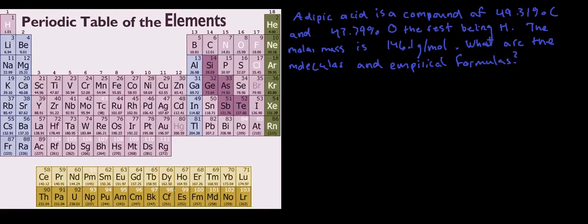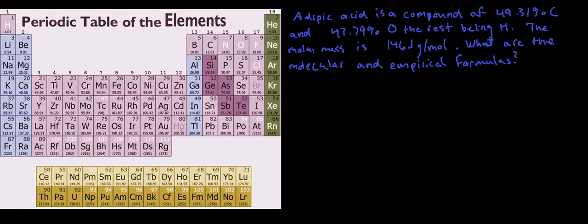Adipic acid is a compound of 49.31% carbon and 47.79% oxygen, the rest being hydrogen. The molar mass is 146.1 grams per mole. What are the molecular and empirical formulas?